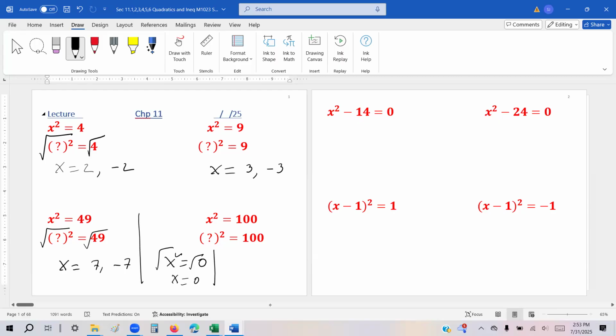And 100. What number squared will give you 100? Plus or minus 10. It means you have plus 10, also minus 10.